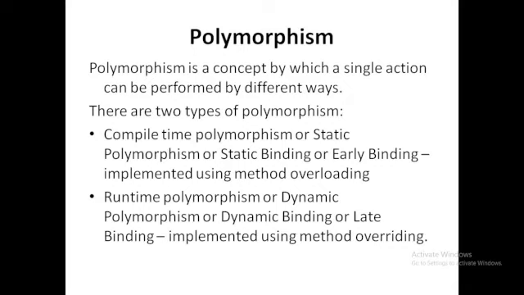There are 2 types of polymorphism. The polymorphism which happens during compilation time is known as static polymorphism, static binding, early binding, or compile time polymorphism. The polymorphism which happens during execution time is called dynamic polymorphism, dynamic binding, late binding, or runtime polymorphism. In Java, static polymorphism is implemented through method overloading, and dynamic polymorphism is implemented through method overriding.